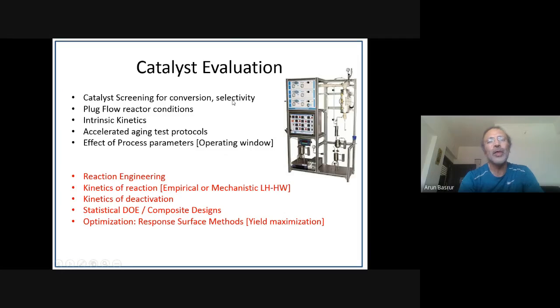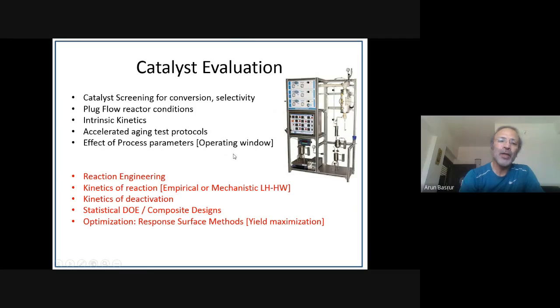If one wants to do kinetic studies, then I won't reiterate because we've already seen that earlier. Use plug flow reaction conditions, study the intrinsic kinetics. One thing that is important in this is to have accelerated aging test protocols, because any end user or customer would want to know the life of the catalyst. Like if your actual life is about say 2 years, then you should be able to predict the life of the catalyst through experiments which can be completed in maybe 2 to 4 months. So these are what are known as accelerated aging test protocols.